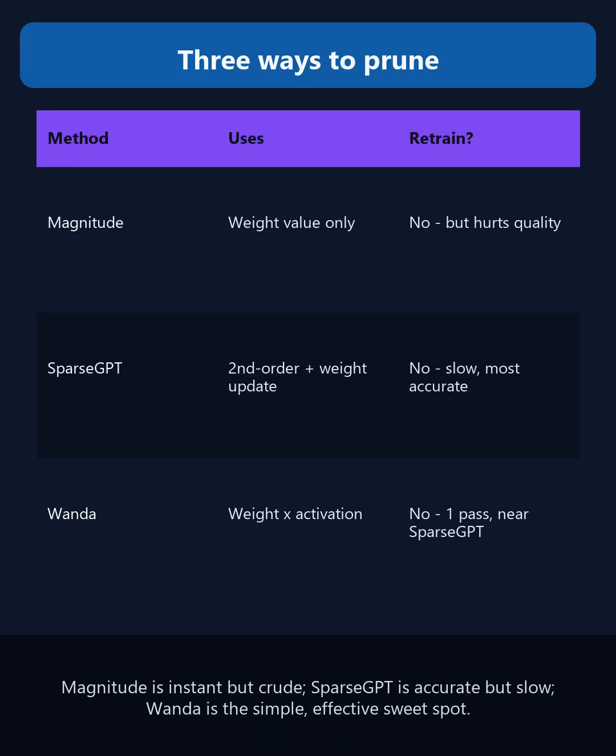Here are the three approaches side by side. Magnitude pruning uses the weight value only, is instant but damages quality. SparseGPT uses second-order information and updates weights, is the most accurate at extreme sparsity, but is slow. Wanda uses weight times activation, needs a single forward pass, no updates, and lands right next to SparseGPT in quality. It is the sweet spot of simple and effective.